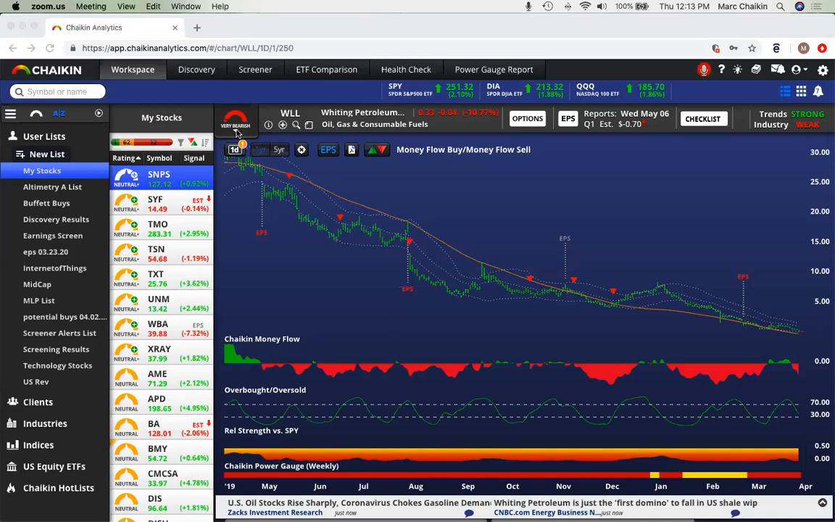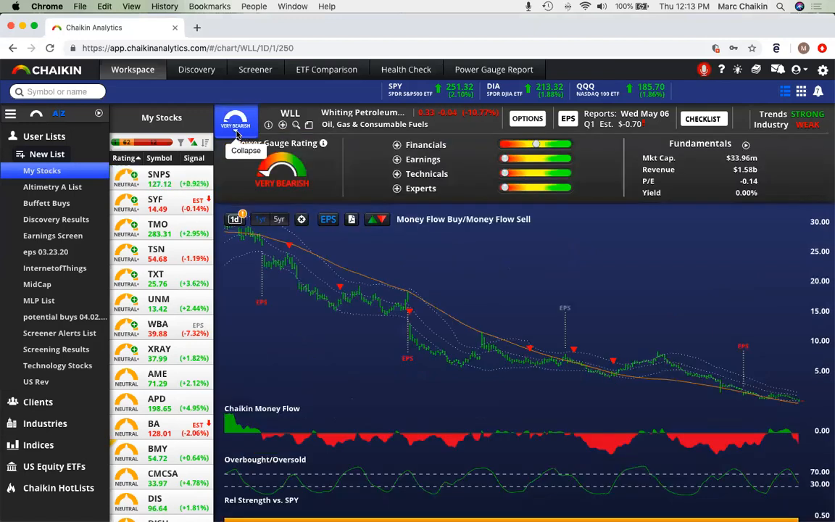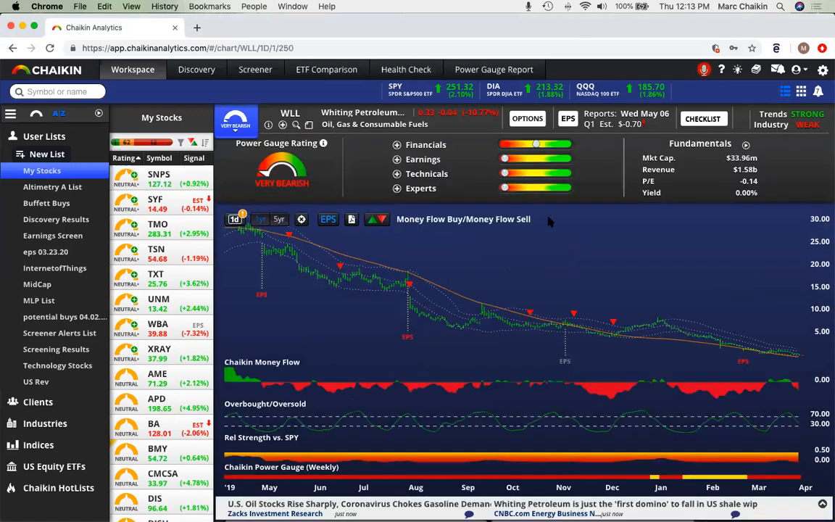And sadly, Whiting is now the first of what may be many bankruptcy filings in oil and gas related companies. Let's look at what these 20 factors are in the model, because this is how technology can help you be a better trader or investor.